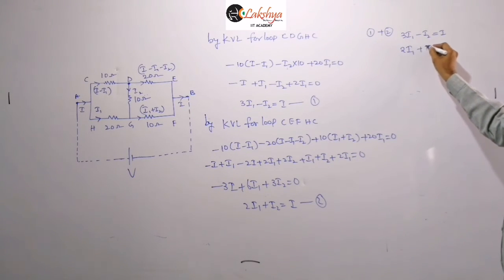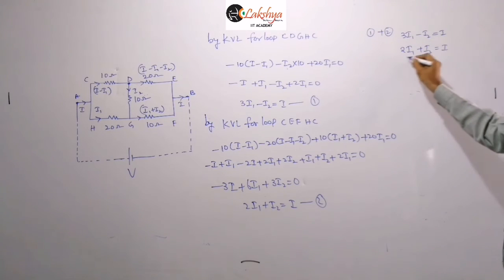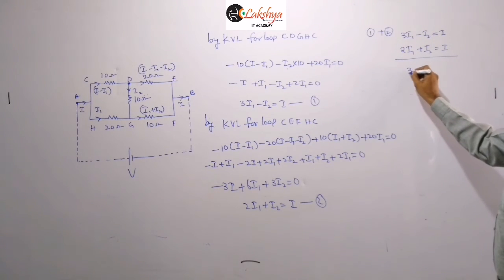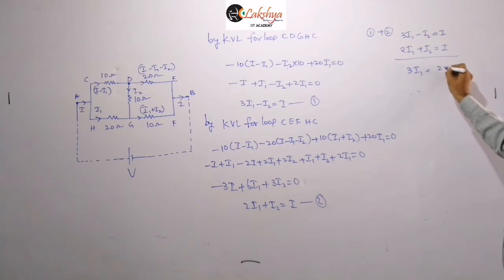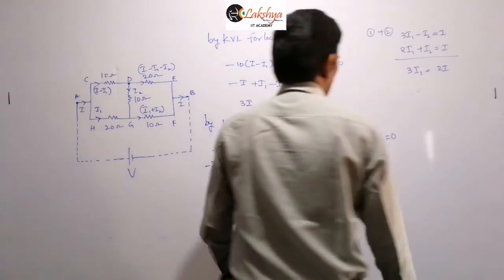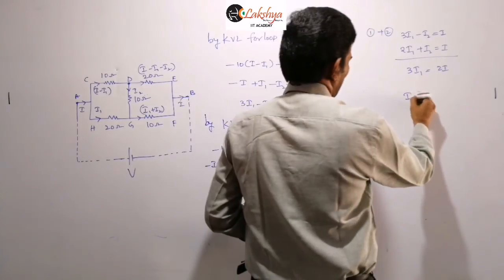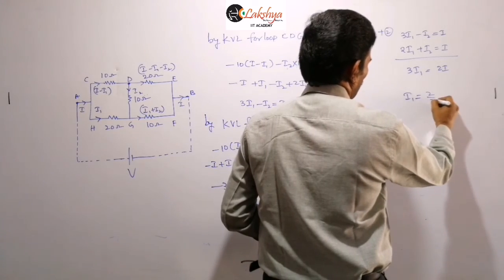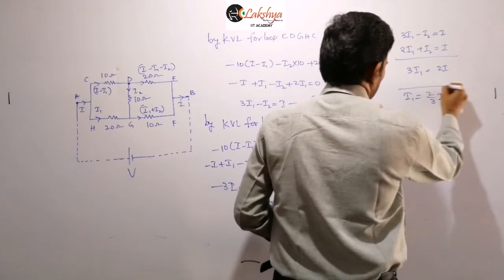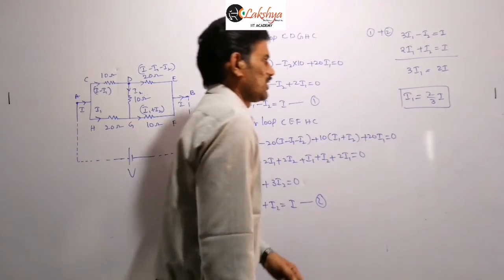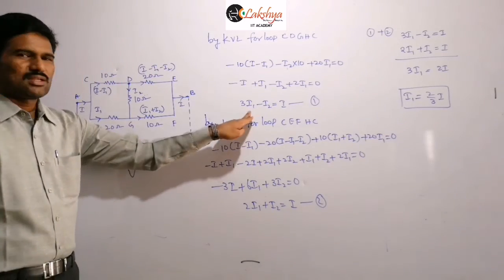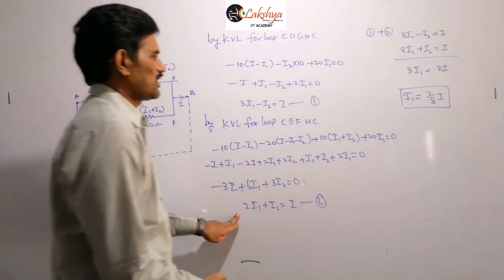2I1 plus I2 is equal to I. And so this will be 3I1 is equal to 2I, we can write. So now we are getting this I1 value in terms of I. Then I1 is equal to 2 by 3 I. So this is our I1 value. Now by substituting the I1 value either in this equation or in this equation, you can find the I2 value.